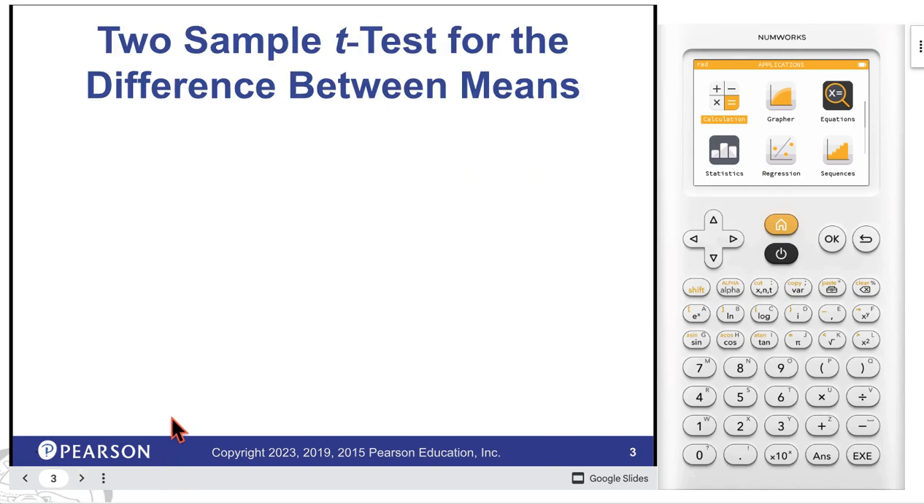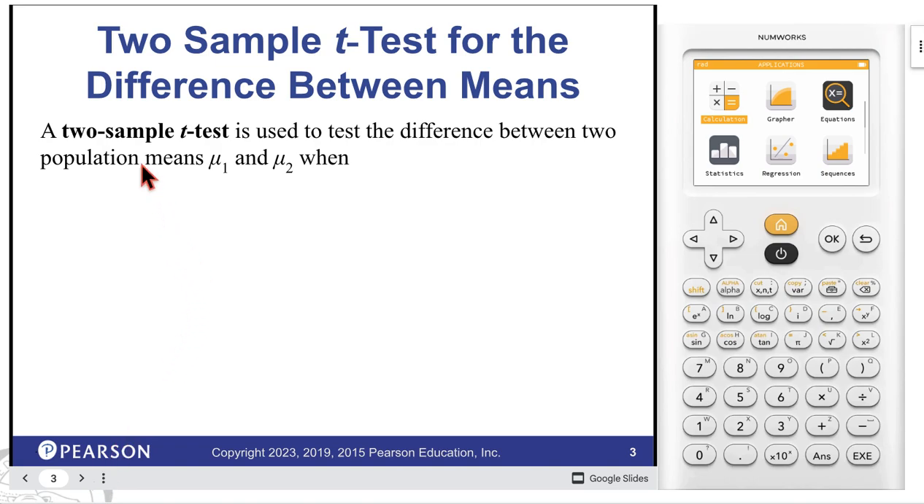T-tests. So the difference between means, what we need to be able to do a t-test is that we have two samples and we use them to find the difference between two population means. Again, we're working with the sample means, but we're trying to find the population means, if there is a difference or whether they're the same. For using the t-test, we do not know the population standard deviations, so we will be using the sample standard deviations.